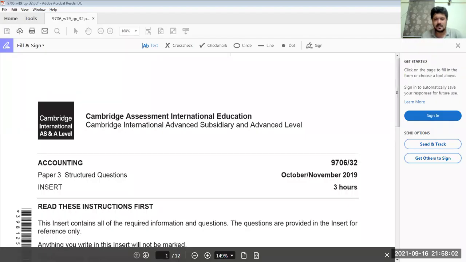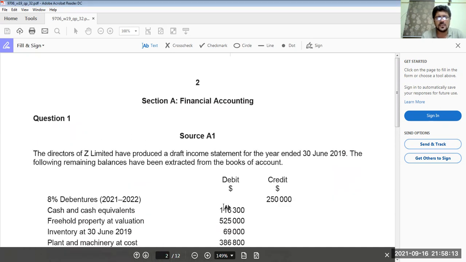Today we are going to start our A-levels paper 32, inshallah. So let's see your paper. Okay, this is your paper. Bismillahirrahmanirrahim. Now see class, this is your paper. November 2019, paper 32, A2. This is our first question.